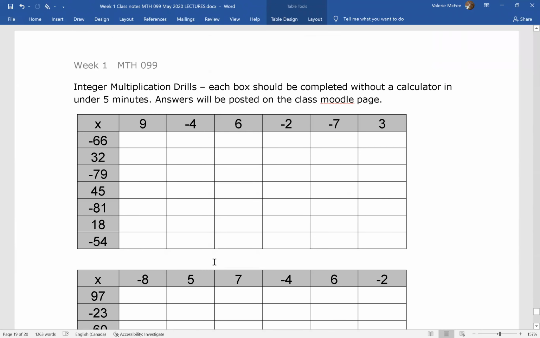We have also an integer multiplication drill. Again, you should be able to complete this in under 5 minutes. Remember, we look at the sign first. We know it's going to be negative, and then we multiply. 9 times 6 is 54, carry the 5. 54 plus 5 is 59. Next answer will be positive. 9 times 2 is 18, carry the 1. 27 plus 1, 28. So take a look at these drills, practice them if you need the extra work.